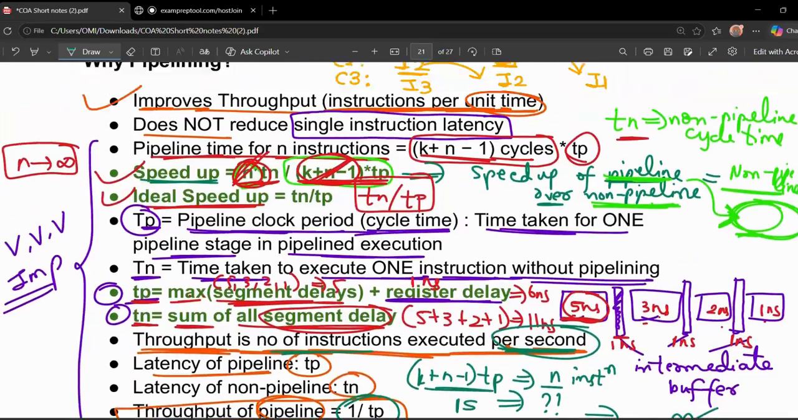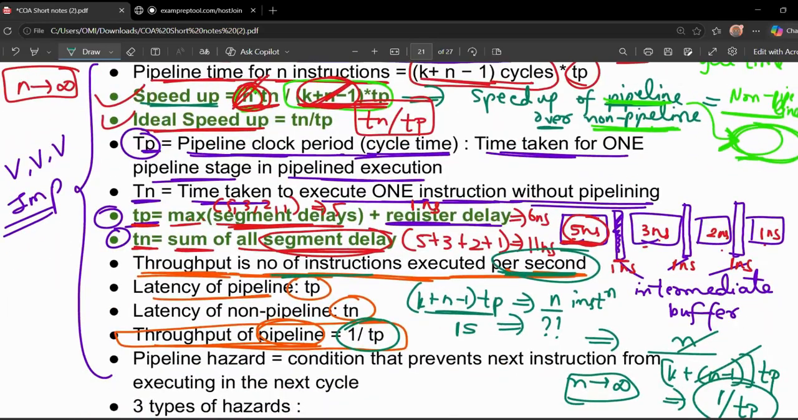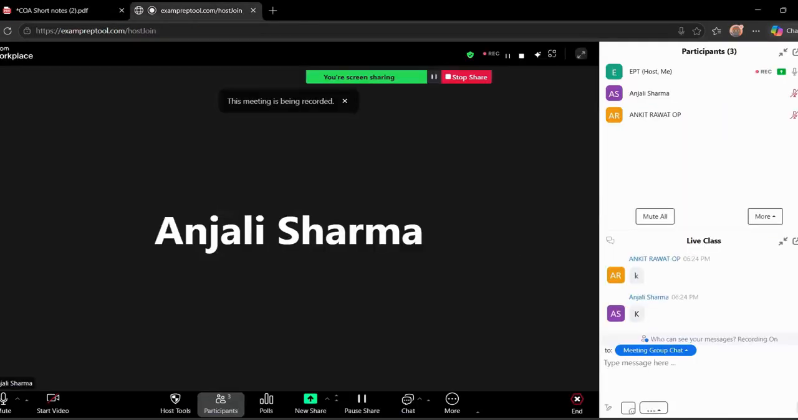Now everything is clear till now. We have seen different formulas, TPT and throughput and all. Now we will see about hazards.